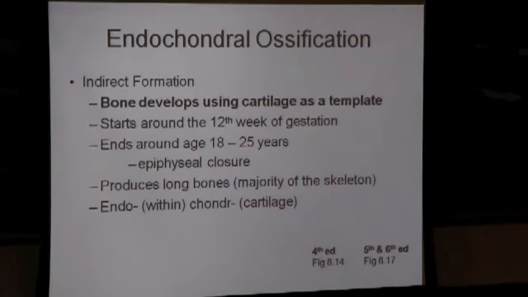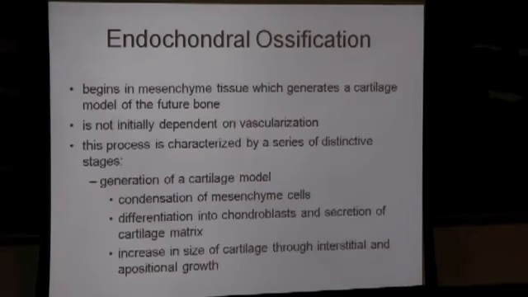As I mentioned earlier, this is the process that produces what is known as the long bones of your body. And again, if you look at the actual terminology, endo refers to within, and chondro refers to cartilage. So the name of the process tells you exactly what's going on. It starts within the cartilage. Now, again, kind of like with the intramembranous ossification, you start out with mesenchyme tissue. So let's switch over to diagrams.